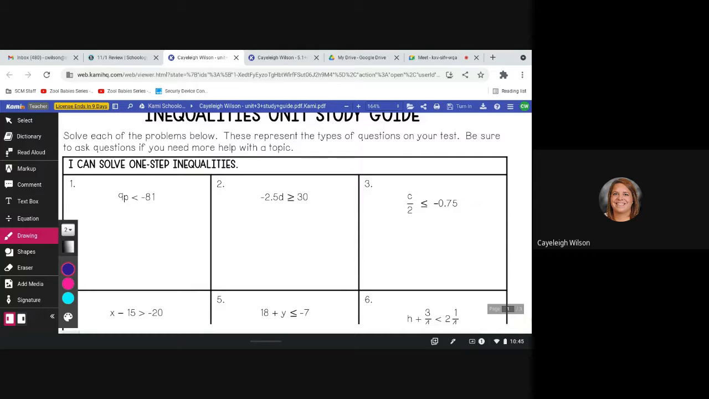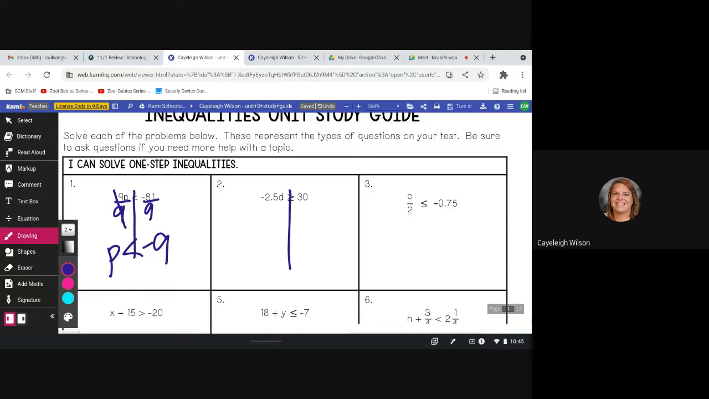Anyways, we're gonna go over 1 through 20 real quick. Make sure you're checking them as you go, and our test still is tomorrow. All right. So number 1, there is nothing between the 9 and the p, so that's multiplication. So I'm going to divide by 9. And I'm dividing by a positive 9, so I'm not flipping my sign.